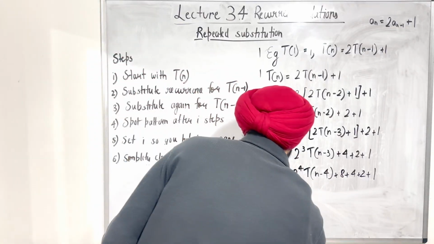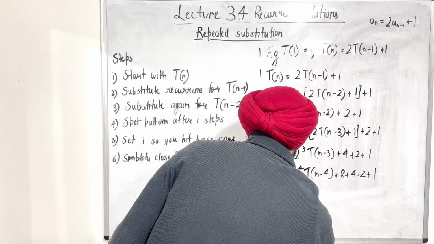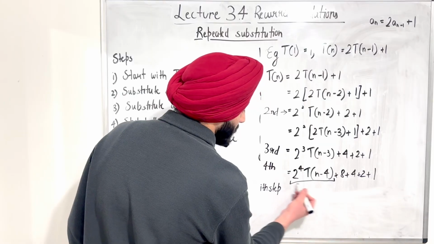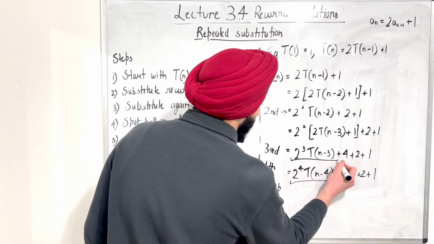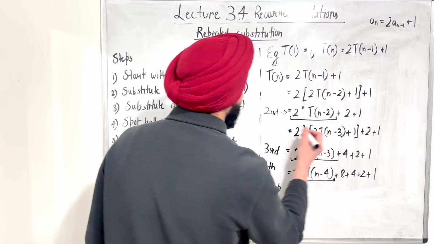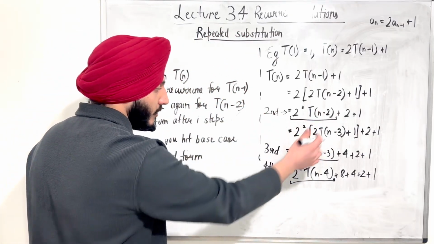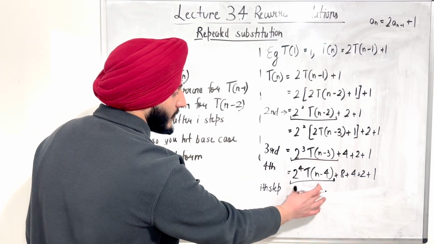Let's look at the ith step. If you look at the ith step, let's just consider this term, right? Just this term for now. Look at all the terms for the steps that we are talking about. In the second step, it was 2 to the power of 2 tn minus 2. Third step, it was this. Fourth step, it was this, right?